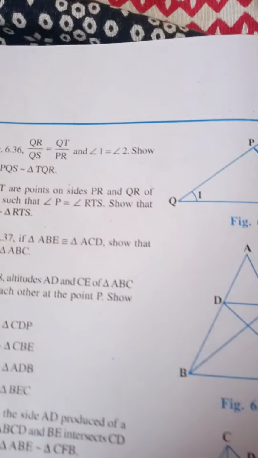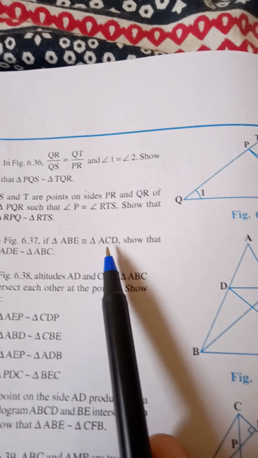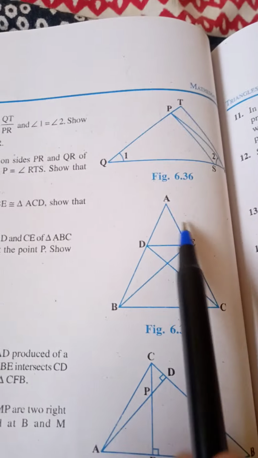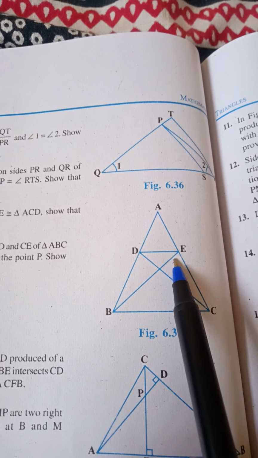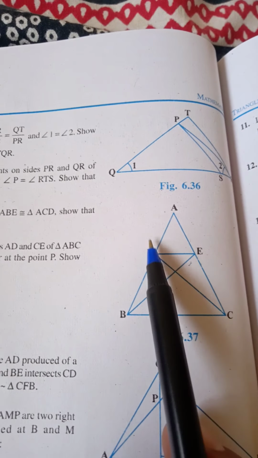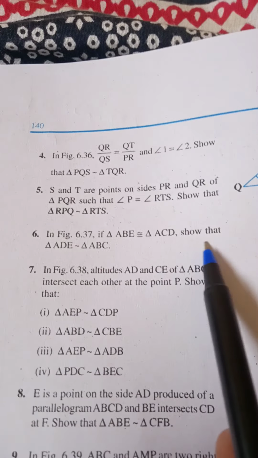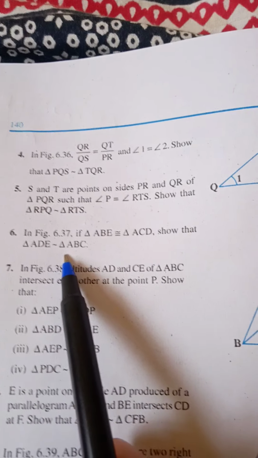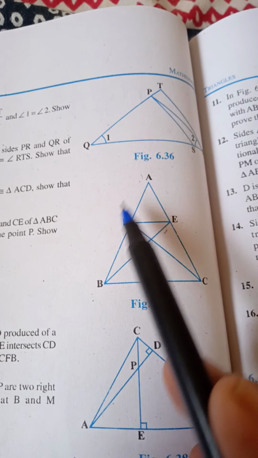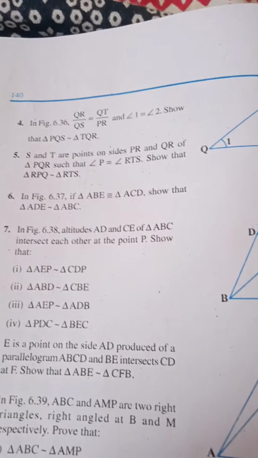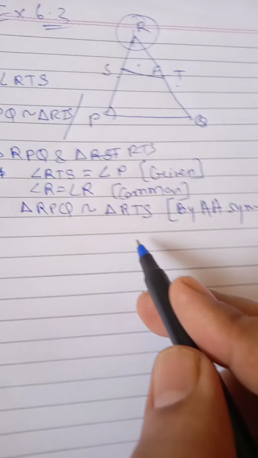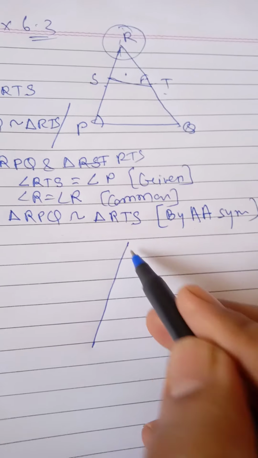The sixth question is, we are given figure 6.37. Triangle ABE is congruent to triangle ACD. Okay, ignore BC, so you will get ABE congruent to ACD. What is to show is that triangle ADE is similar to triangle ABC. So for your convenience, I am sketching the diagram once again here.